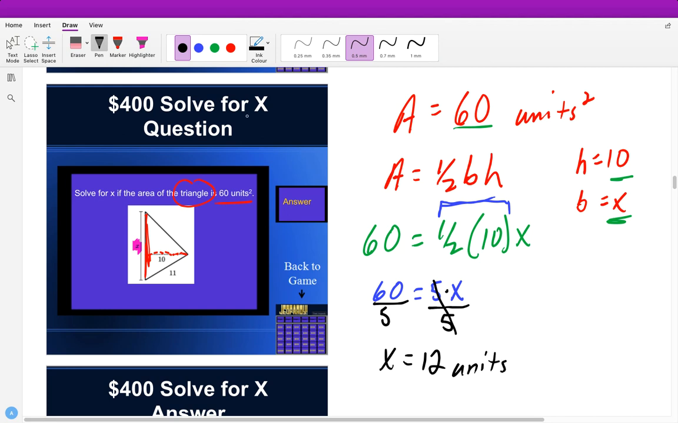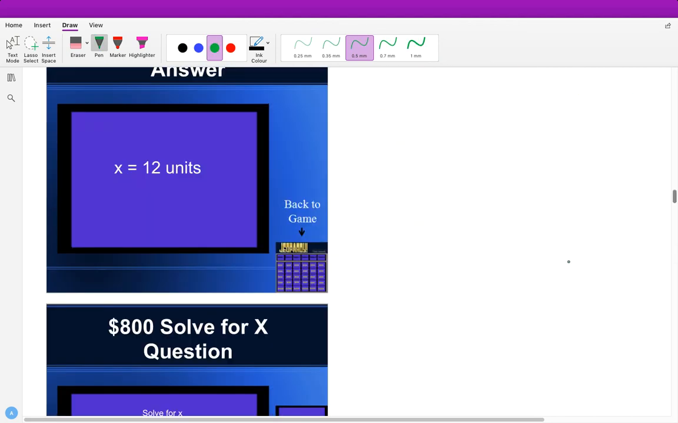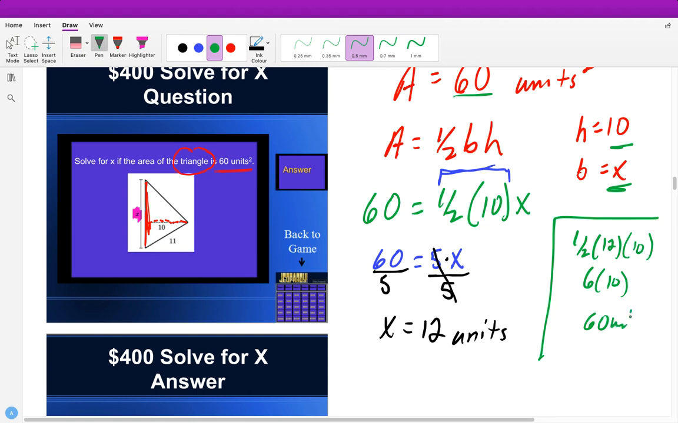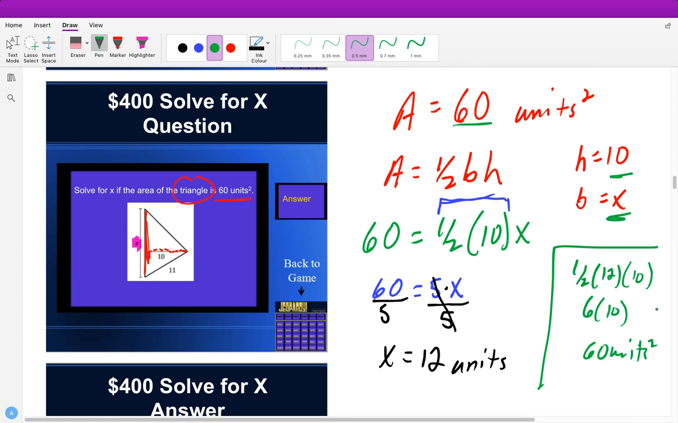And if I want to check my work, over here off to the side, I can do 1/2 of 12 times 10. Well, 1/2 of 12 is 6. 6 times 10 is 60 units squared, which is what the question said our area was to begin with. All right, so you can always check your work with this. All right, now let's move on to the next one.